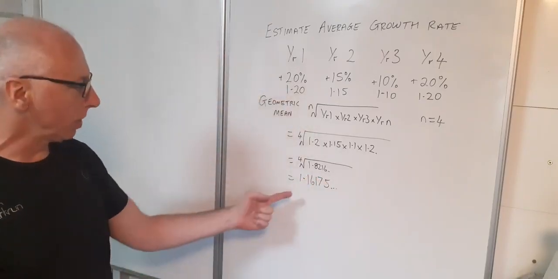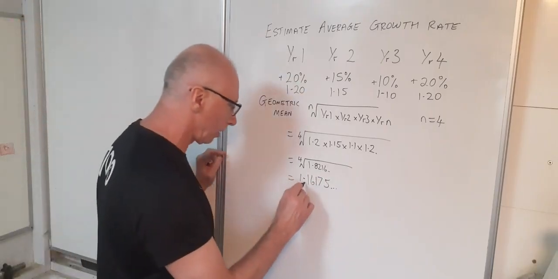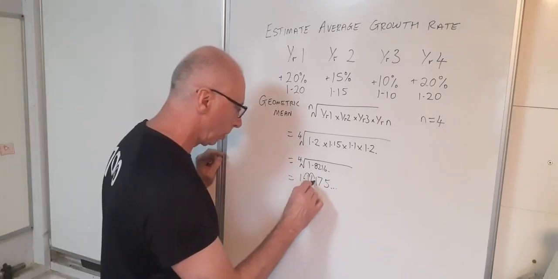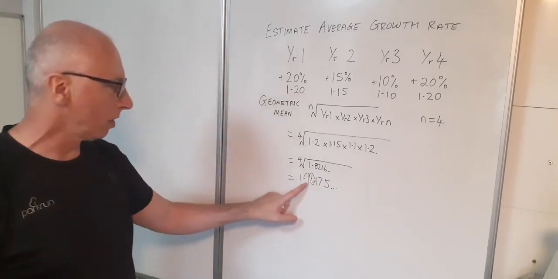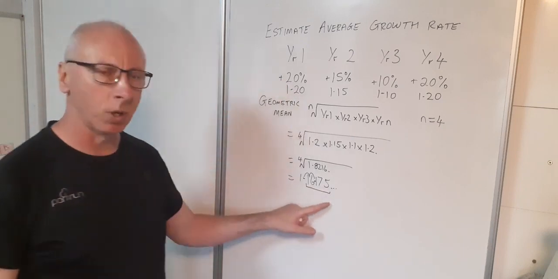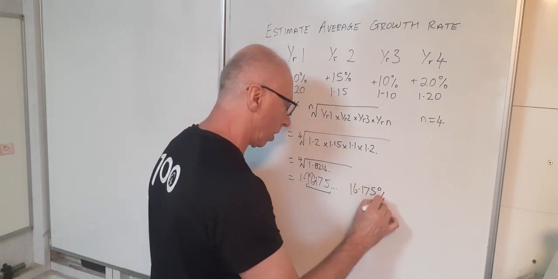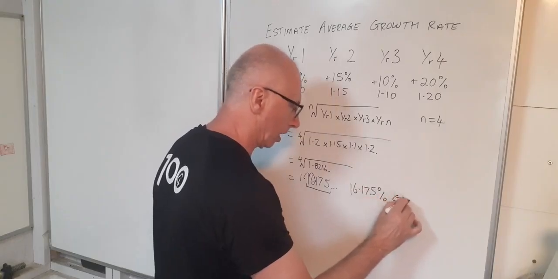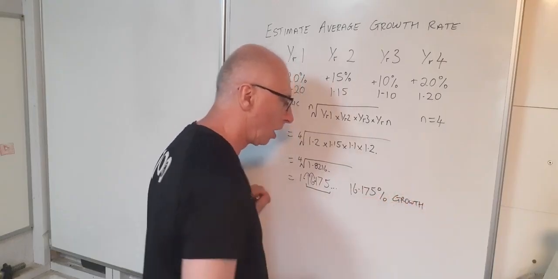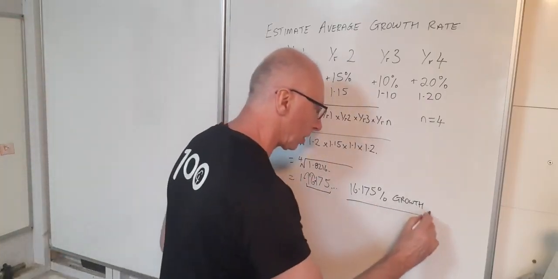So what that will represent in terms of a growth rate, if I just move this decimal place across 2, calculating what's after the decimal place, that would end up being 16.175% growth. And that would be an estimate for our growth rate, so 16.175%.